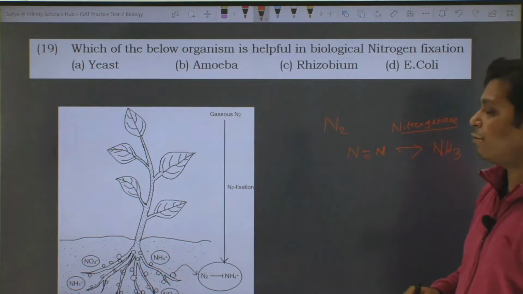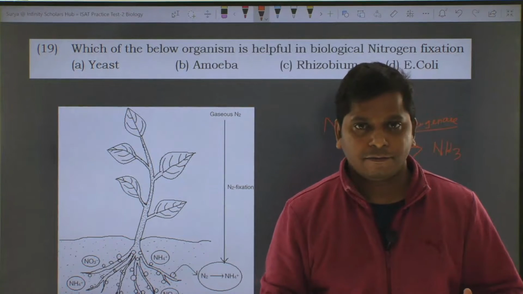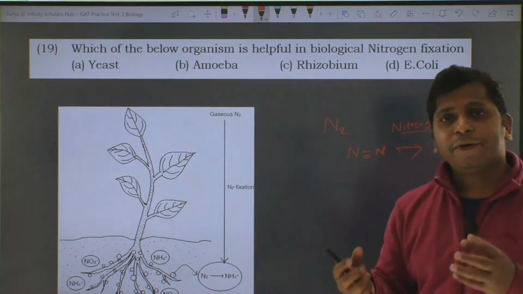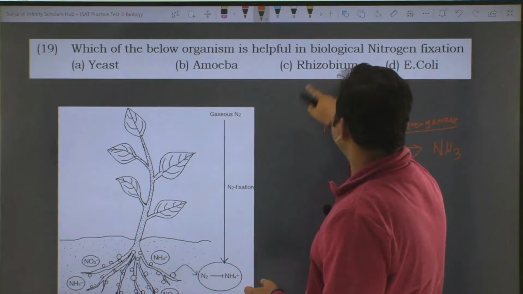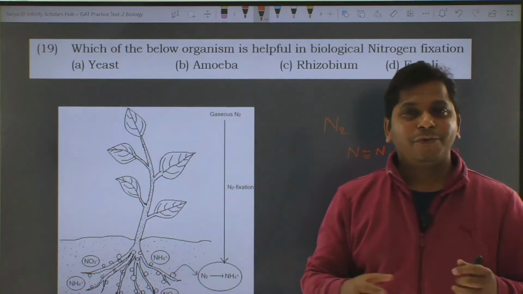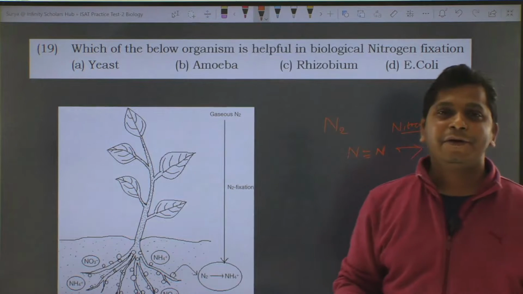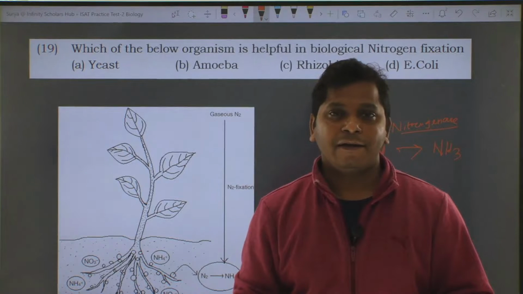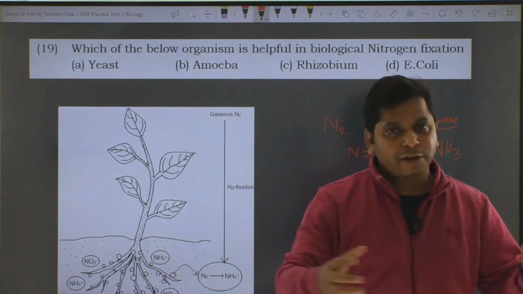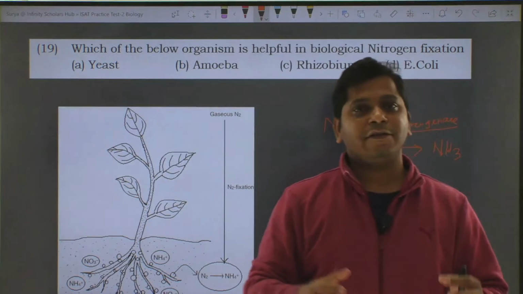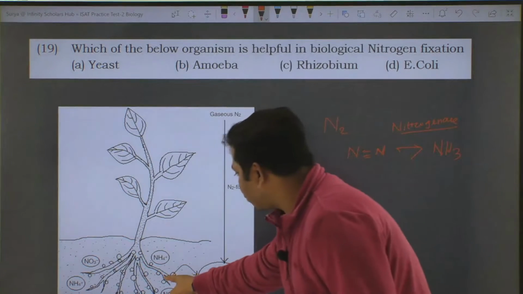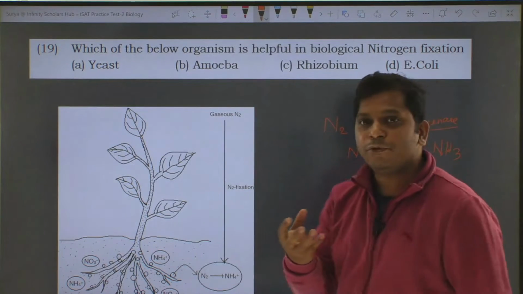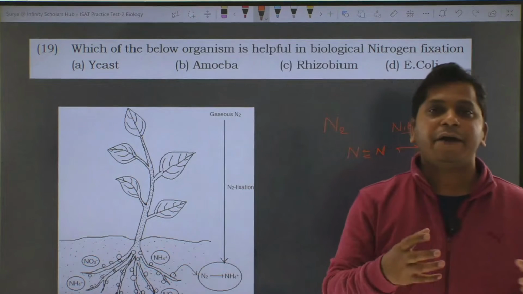This nitrogenase enzyme is present in specific organisms. It's present in some cyanobacteria, which are called blue-green algae, and also in some bacteria, like the soil bacterium rhizobium. This soil bacterium rhizobium makes a symbiotic association with the roots of leguminous plants. We have different pulse-type plants, which are called leguminous plants, and in the roots of those plants, as you can see here, the bacteria form nodules.